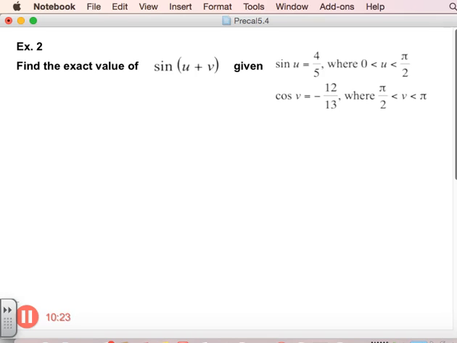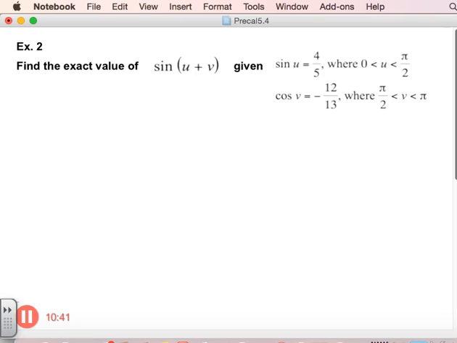So this looks a little complicated, but we know how to do this, and I'm going to walk you through it right here real quick. So we want to find the exact value of sine of u plus v. So we can see we're going to use one of our sum formulas for sine, but we're given that sine of u equals 4/5, and cosine of v is negative 12/13.